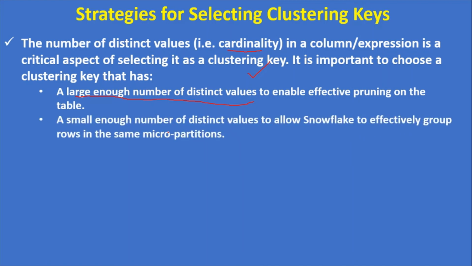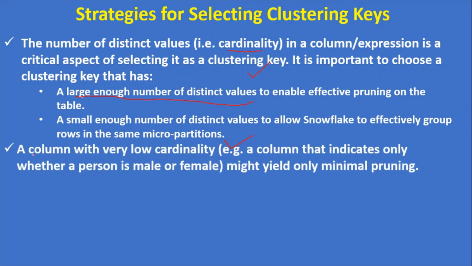A small enough number of distinct values allows Snowflake to effectively group rows in the same micro-partitions. This is also one of the advantages. The other strategy: a column with very low cardinality, such as a column that indicates only whether a person is male or female, might yield only minimal pruning. If you include this as part of your cluster key, the pruning may not happen properly. That is the problem with low cardinality.